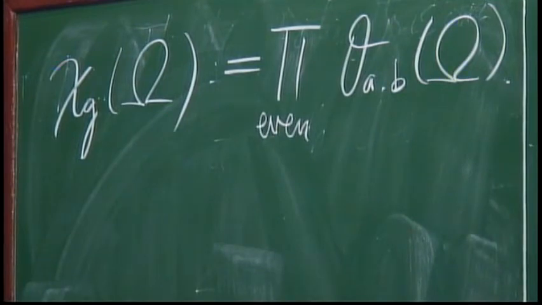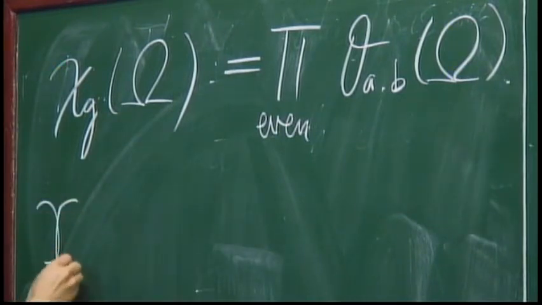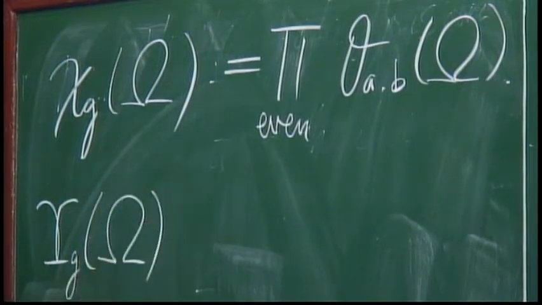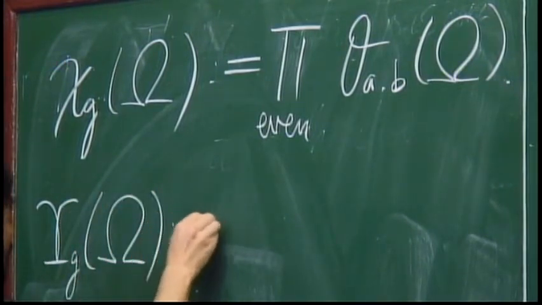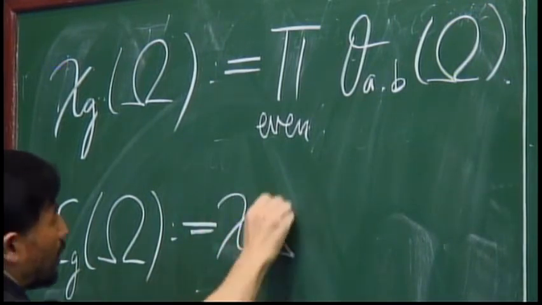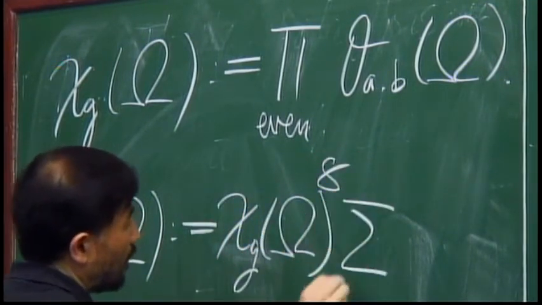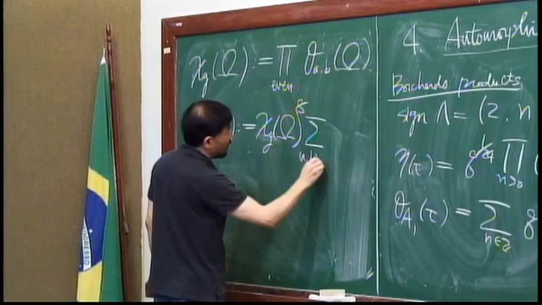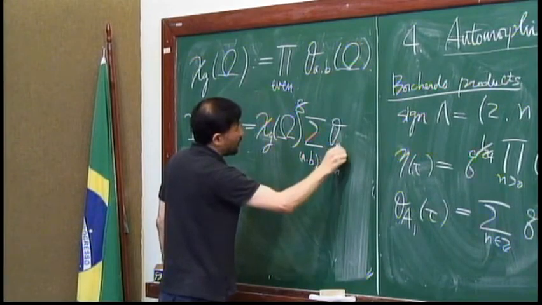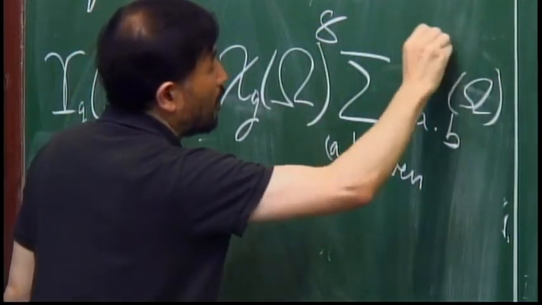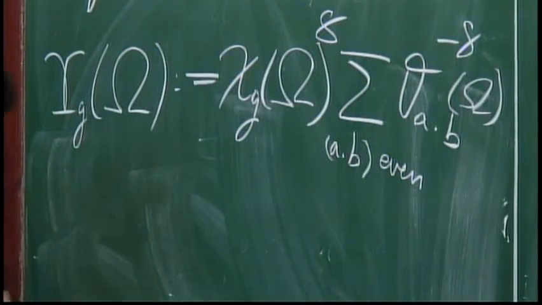Well, if g is bigger than or equal to 3, this one is an honest Siegel modular form. But if g is either 1 or 2, maybe its 8th power is an honest Siegel modular form. So just forget about this. So I also introduced epsilon of omega as this one.